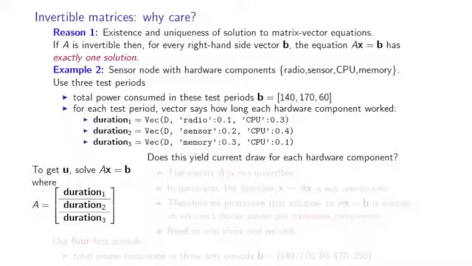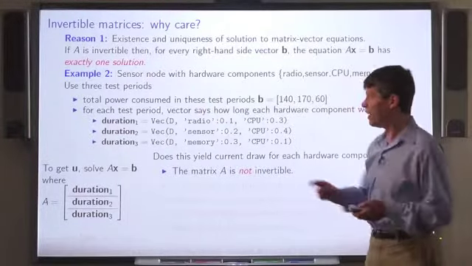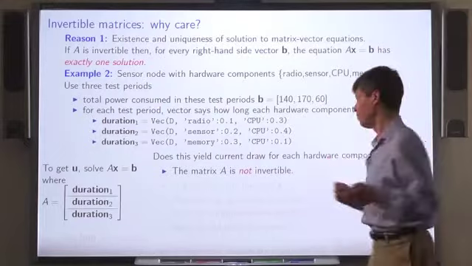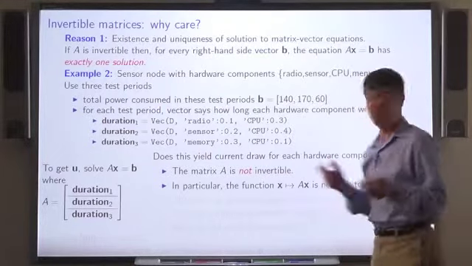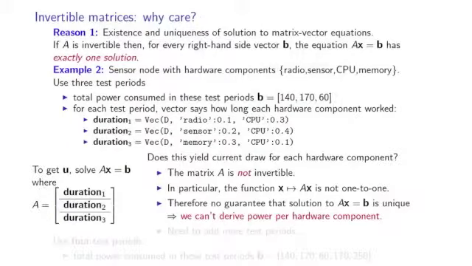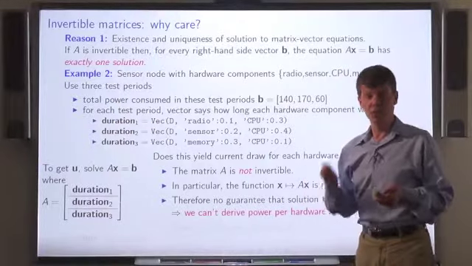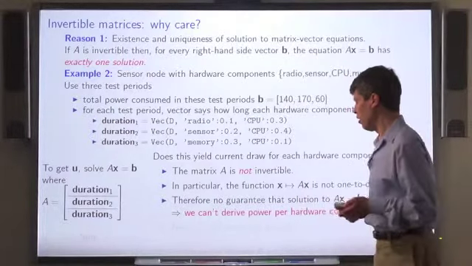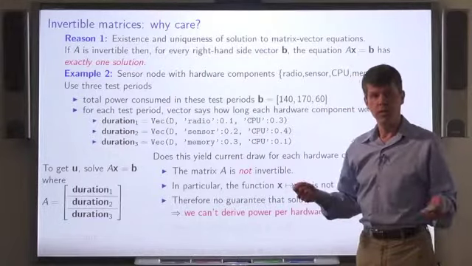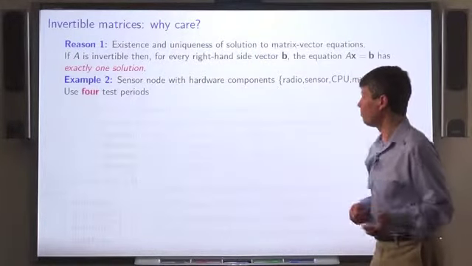Does this yield the current draw for each hardware component? It turns out in this case that this matrix is not invertible. In particular, the function that maps x to A times x is not 1 to 1. So there's no guarantee that there's only one solution to the equation. And therefore, by using solve to get a solution to this, we might not get the right solution. We might not get the solution giving the current draw for each of the hardware components. We have to add more test periods.